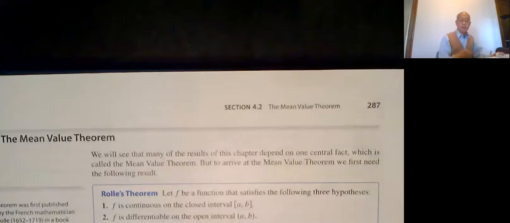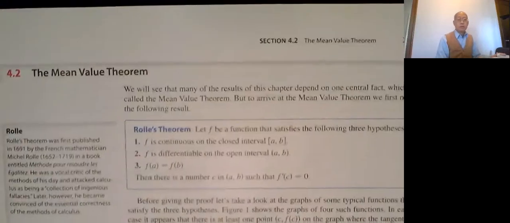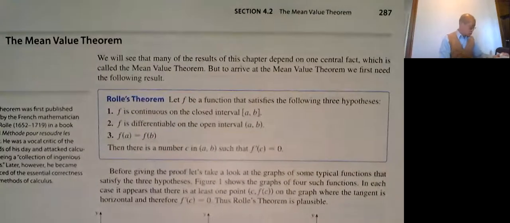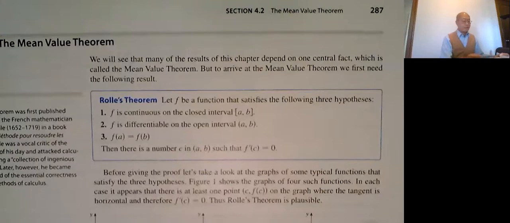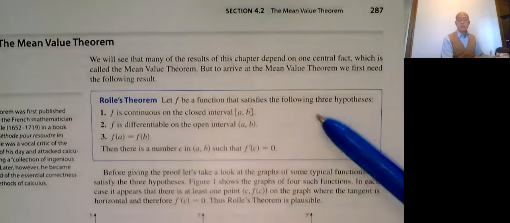So I'll need to show that to you from the text. And so 4.2, the mean value theorem. It's on page 287. We start off with something called Rolle's theorem. Okay, so Rolle's theorem, let me put this on your cheat sheet if you wish. So it says let f be a function that satisfies these three hypotheses.